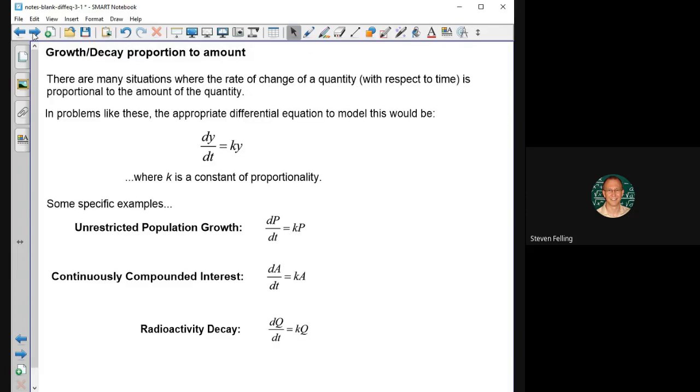Okay, so the first thing we're going to consider is growth and decay that's proportional to amount. So there's a lot of situations in the real world where the rate of change of a quantity with respect to time is proportional to the current amount of that quantity.